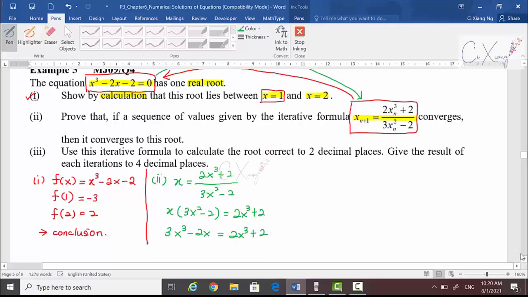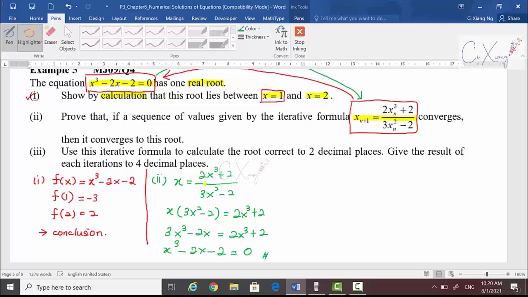Then after that, to get the original formula, I move everything over. Then very easily, I will get x^3 - 2x - 2 = 0. So this is what you have for part number 2. And the process is very, very simple. As you can see here, you just rearrange the iteration formula to become the original one. If you want to arrange original to the iteration formula, also no problem.